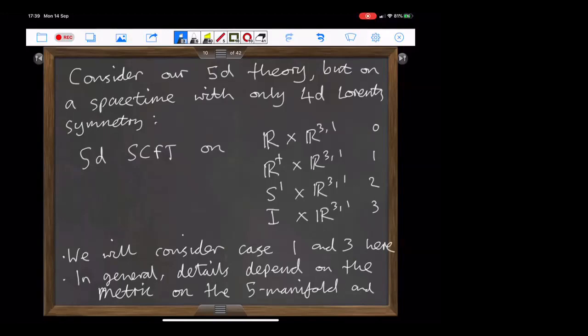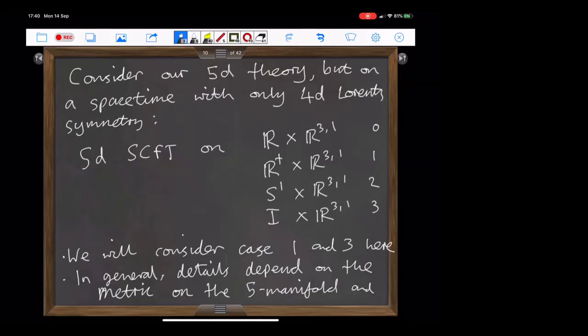And you could consider different kinds of metrics on this space. What we're going to consider here are cases 1 and 3. So case 0, if we assume for simplicity that the 5-dimensional metric is flat, just has the full symmetry of the original theory, and case 2 is just the compactification of the original theory down to 4 dimensions on a circle. So the more interesting cases are the cases with boundaries, which are cases 1 and 3.